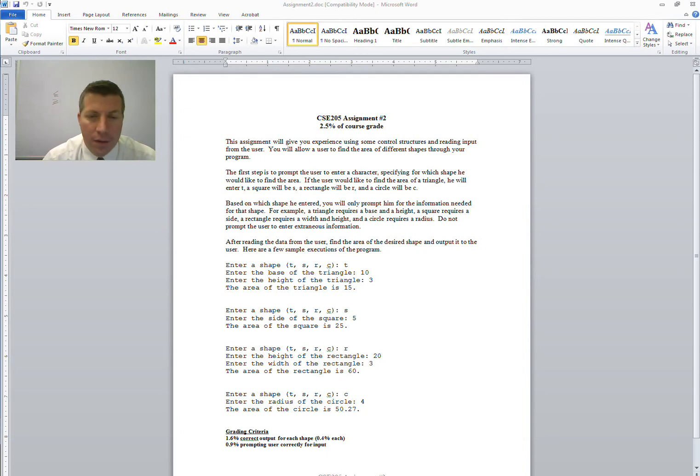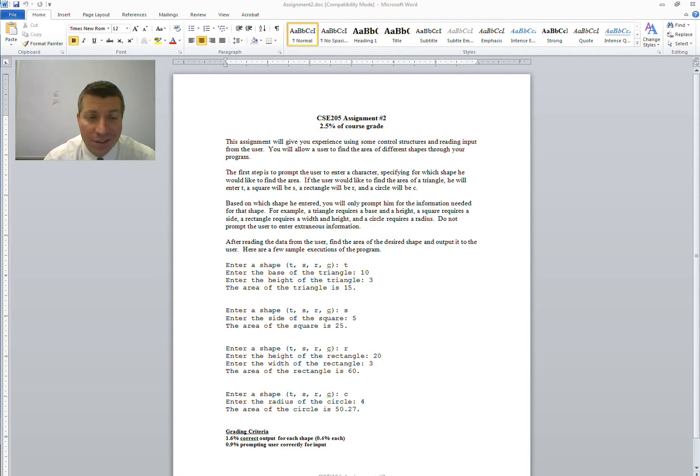Okay, for the Intro to C class, here is your second programming assignment. What we're going to be working with here are control structures and reading input from the user. So what you will do is prompt the user initially to enter a shape. We're going to deal with triangles, squares, rectangles, and circles.